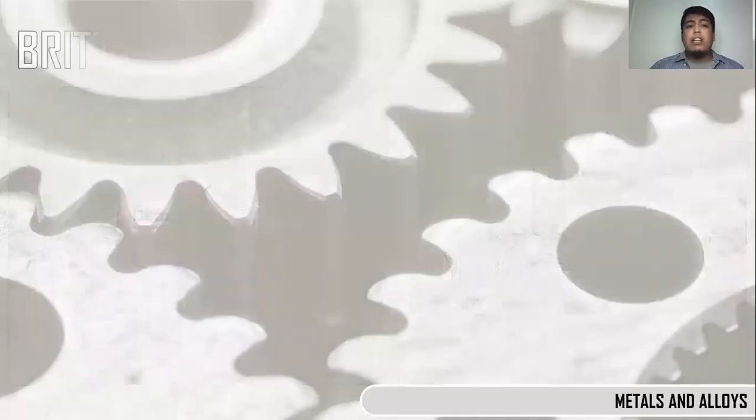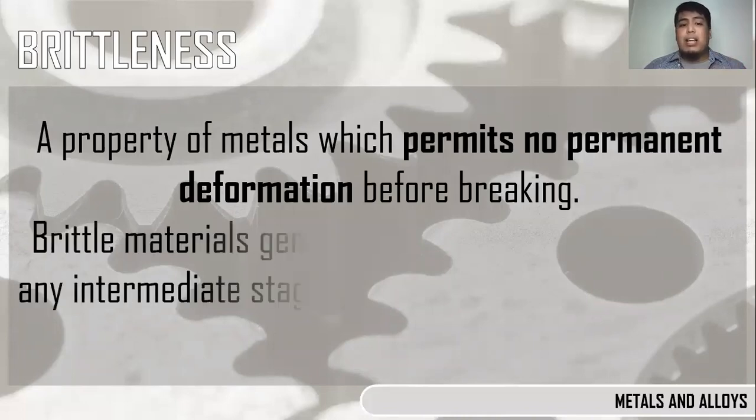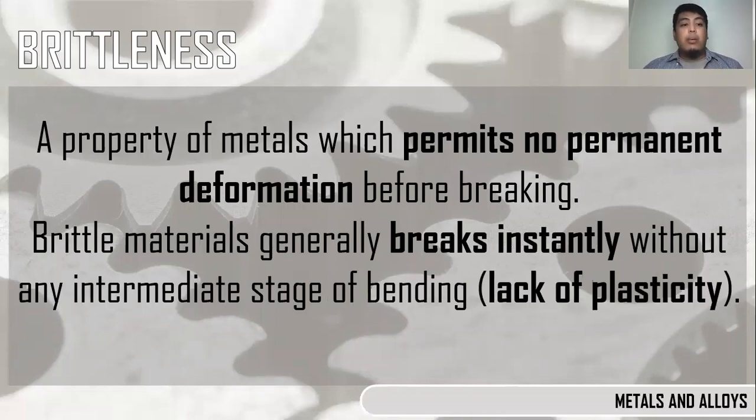So talking about kanina yung brittleness, we talk about brittleness. It's a property of metals or materials which permits no permanent deformation before breaking. In other words, when a material is brittle, it breaks instantly without any intermediate stage of bending, or it lacks plasticity. Paano yung nangyari? Kasi for example, you have your material. Ang nangyayari sa mga brittle material is kapag siya ay nabigyan ng force which is enough for it para mag-break yung bonds between the molecules, ang mangyari sa kanya is instantly it breaks. Wala nang bending na mangyari, wala nang deformation na mangyayari.